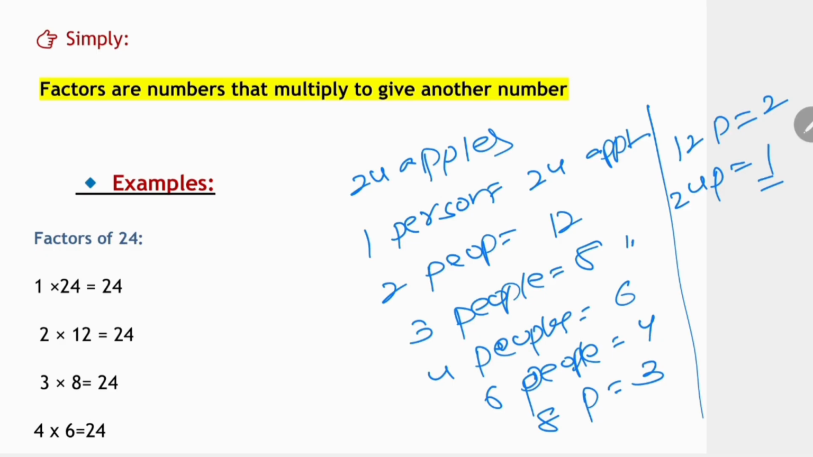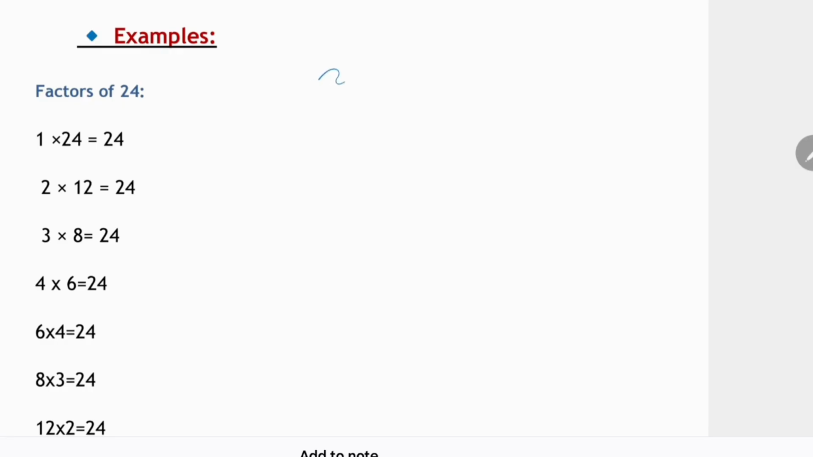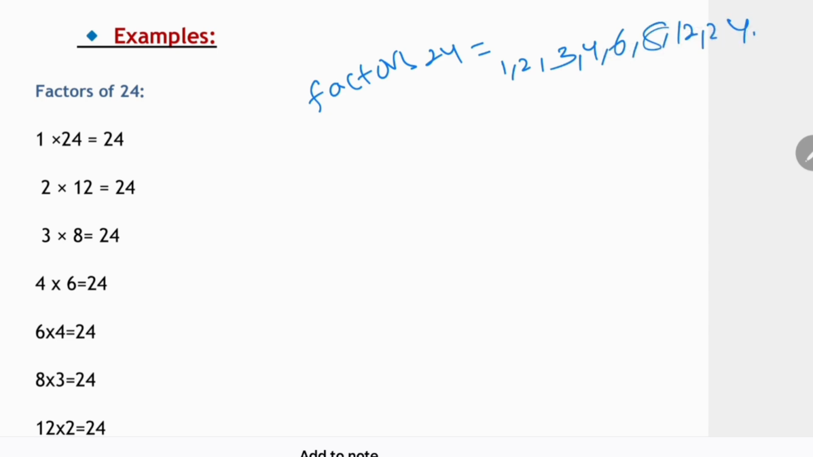Here we observe that 1, 2, 3, 4, 6, 8, 12, 24. These are the factors of 24. Therefore, factors of 24 is equal to 1, 2, 3, 4, 6, 8, 12, 24. Is it clear?